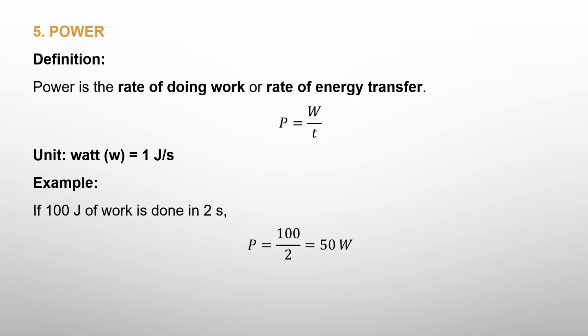Next is power. The definition of power is the rate of doing work or rate of energy transfer. So power is W divided by t. The unit is joule per second, or watt. So you can say that if 100 joule of work is done in 2 seconds, the power is 100 divided by 2, that is 50 watt.